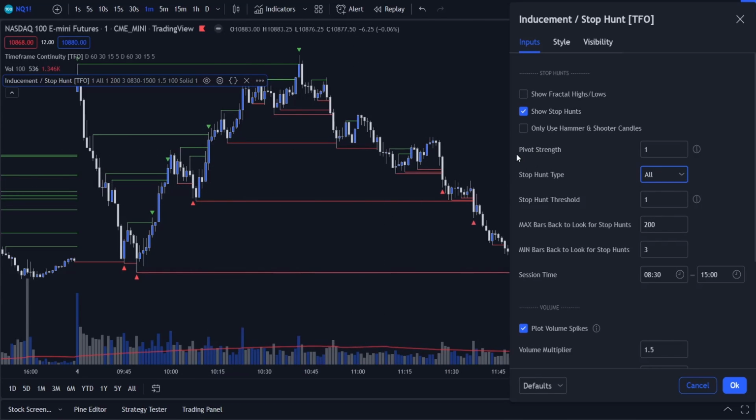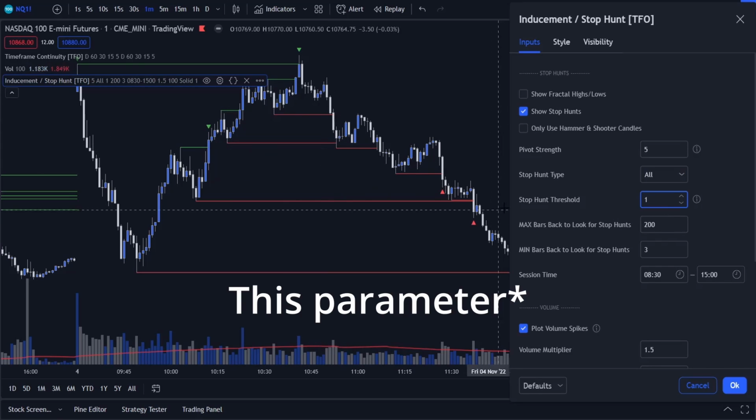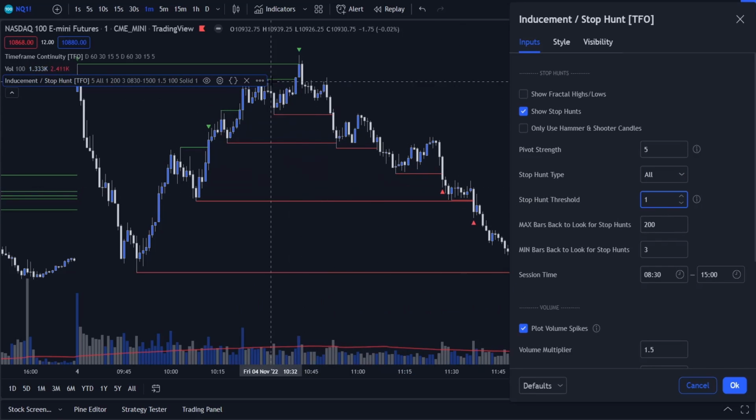And obviously, again, we have a pivot strength set to 1, so you're going to see a lot of data here. So if we put this back up to something higher, like 5, then we're only going to see breaks of some fairly more significant pivots. And this setting just determines which stop hunts are shown based on how far they puncture through the original pivot. So in this case, we broke this old low by a few points, but if we set this to something like 10, then we're probably not going to see it.